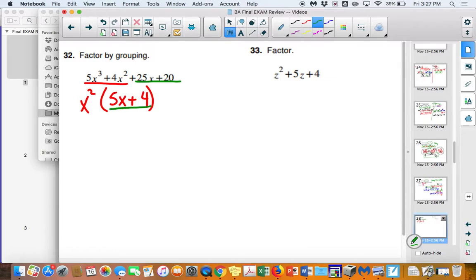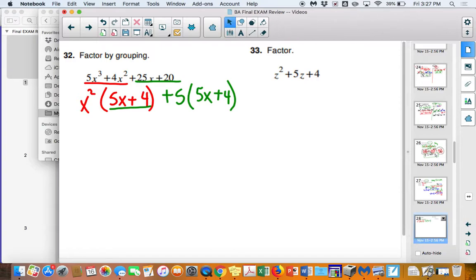So let's see here. I've got 25x and I've got a 20. I know 5 goes into both of those. When I take out 5, 25 divided by 5 is 5x. 20 divided by 5 is 4. Well, did I succeed? Are my groups the same? Yes, they are. So that lets me know I'm good. Let me keep going to the next level.